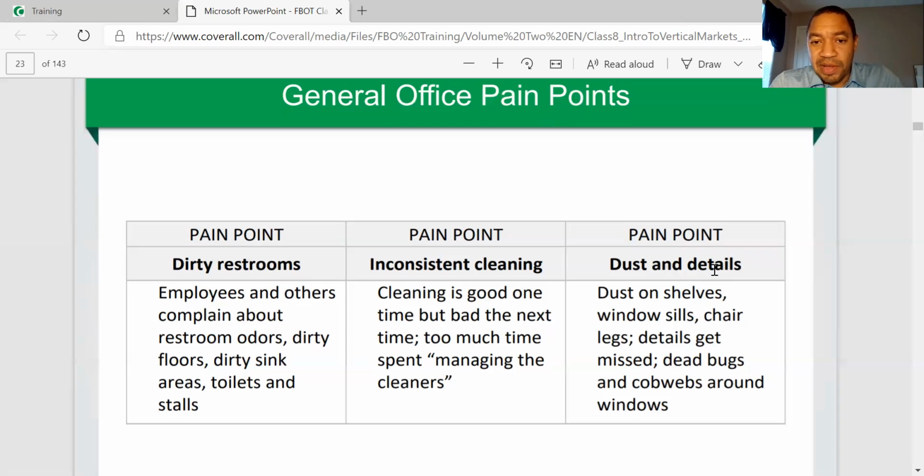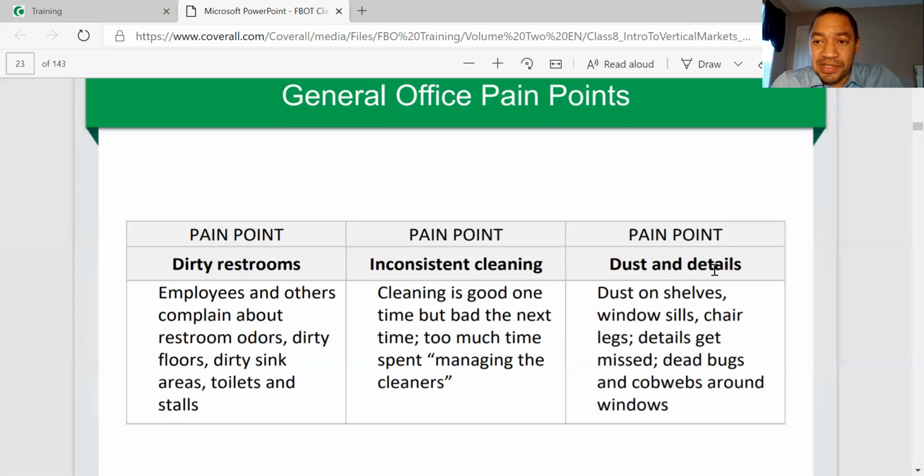Another pain point can be inconsistent cleaning. So cleaning is good one time, but the next time it's not. Too much time is maybe spent managing the cleaner. Say, hey man, I don't know what's going on, but sometimes it's good, sometimes it's bad. It might be a different person doing it at different times. One person is doing a great job, and one person is doing a so-so job.